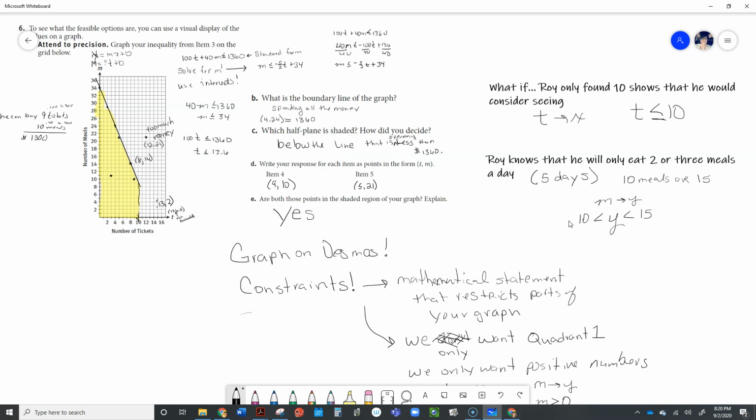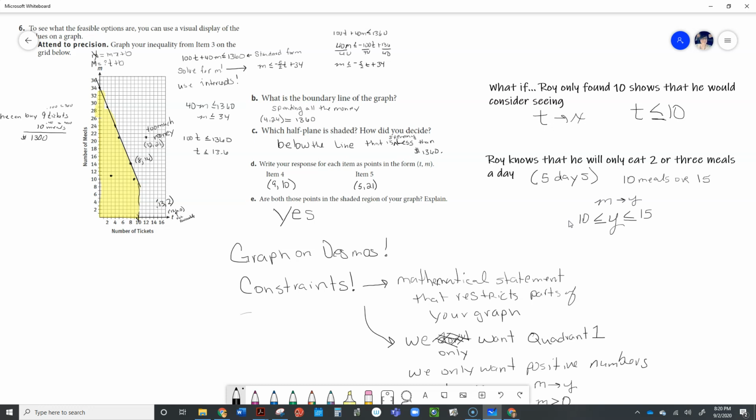The number of meals is between 10 and 15. If we read it as if we just called words from the symbols, 10 is less than y is less than 15. That's how it would read, but what that says is that y is going to be some number between 10 and 15. Now, should we include the bar underneath it? Well, can he eat just 10 meals? Yes, he can. Can he eat 15 meals? Yes, he can. So we're going to include the bars underneath them.